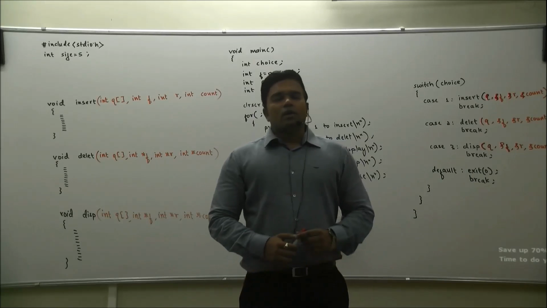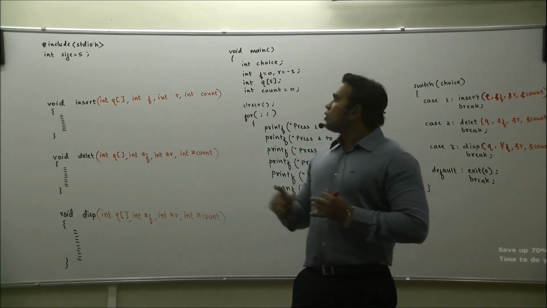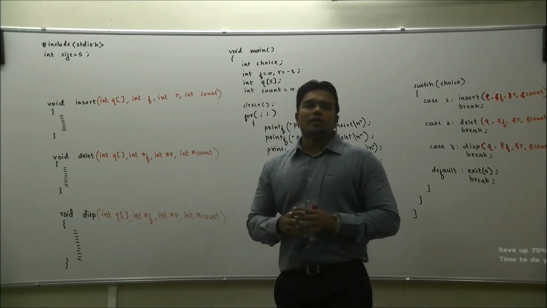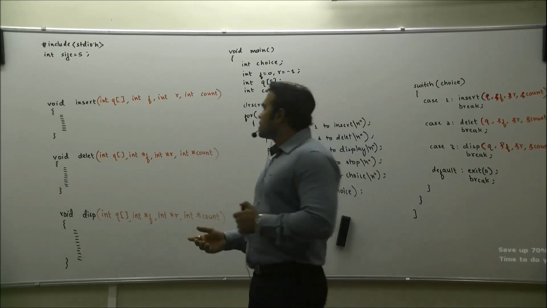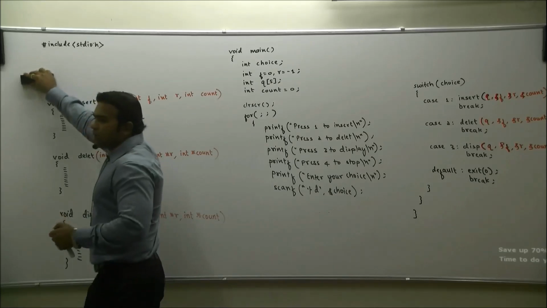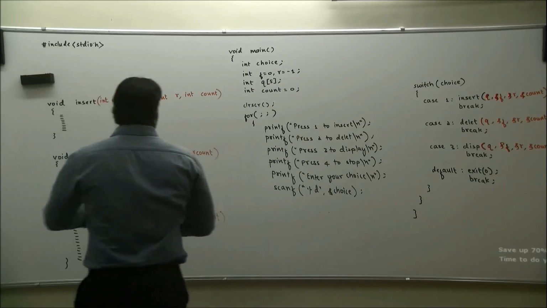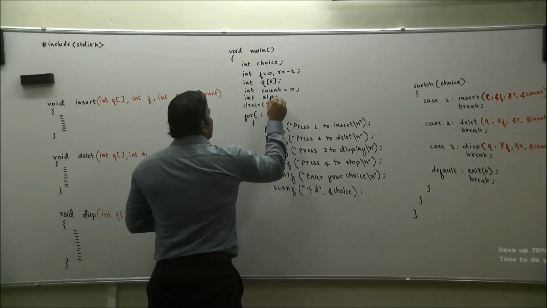Oh, okay, sir. We understood what you told. You also told this size I will make it as local, sir. Can I make the size as local? 100%. Make size as local. Who is preventing you? This int size equal to 5, I will make it as local like this. Int size equal to 5.